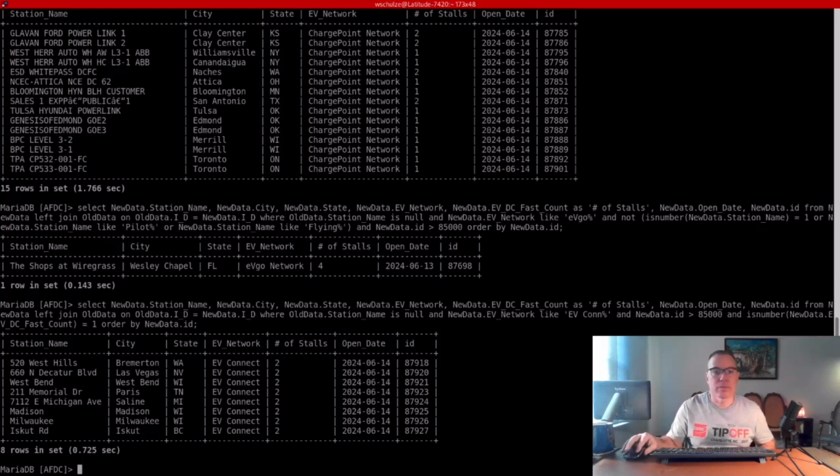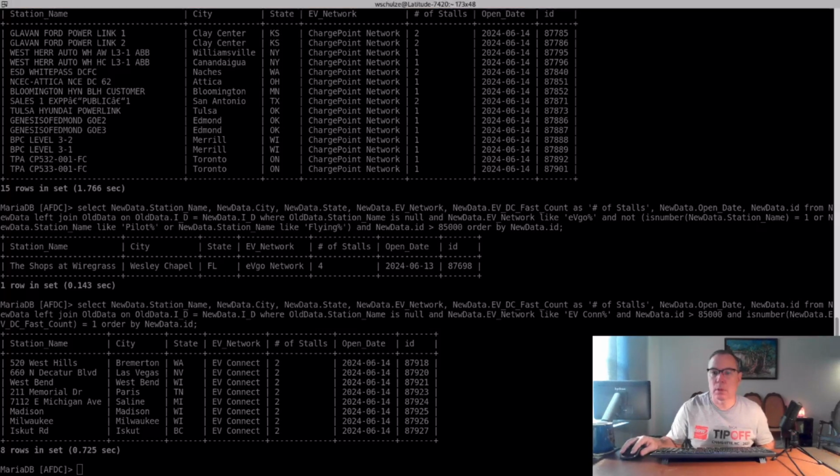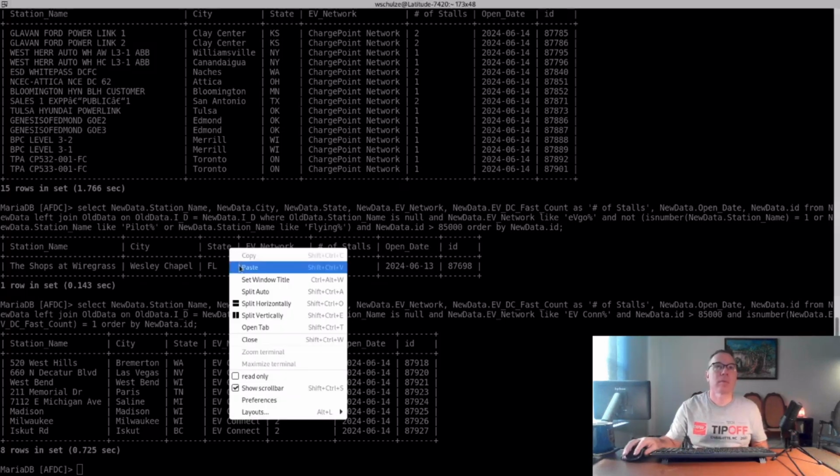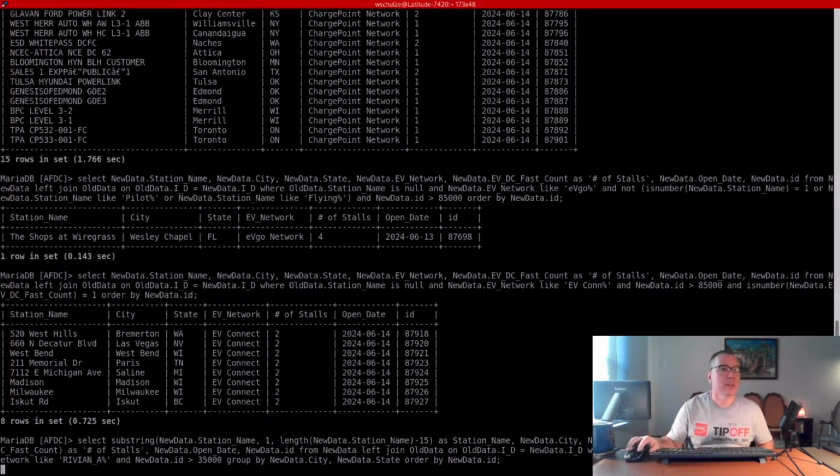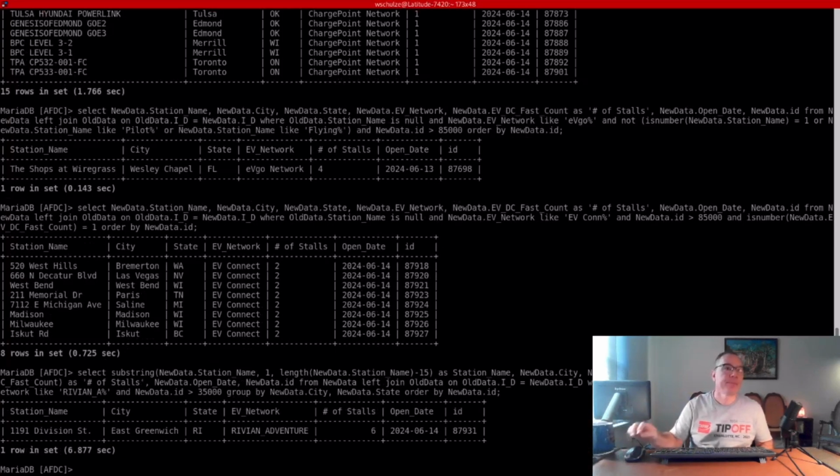Next one is the Rivian Adventure Network. They opened up a new one in Rhode Island. Their claim to fame is opening it up in remote places that are less traveled, but scenic. East Greenwich, Rhode Island, 6 stalls.